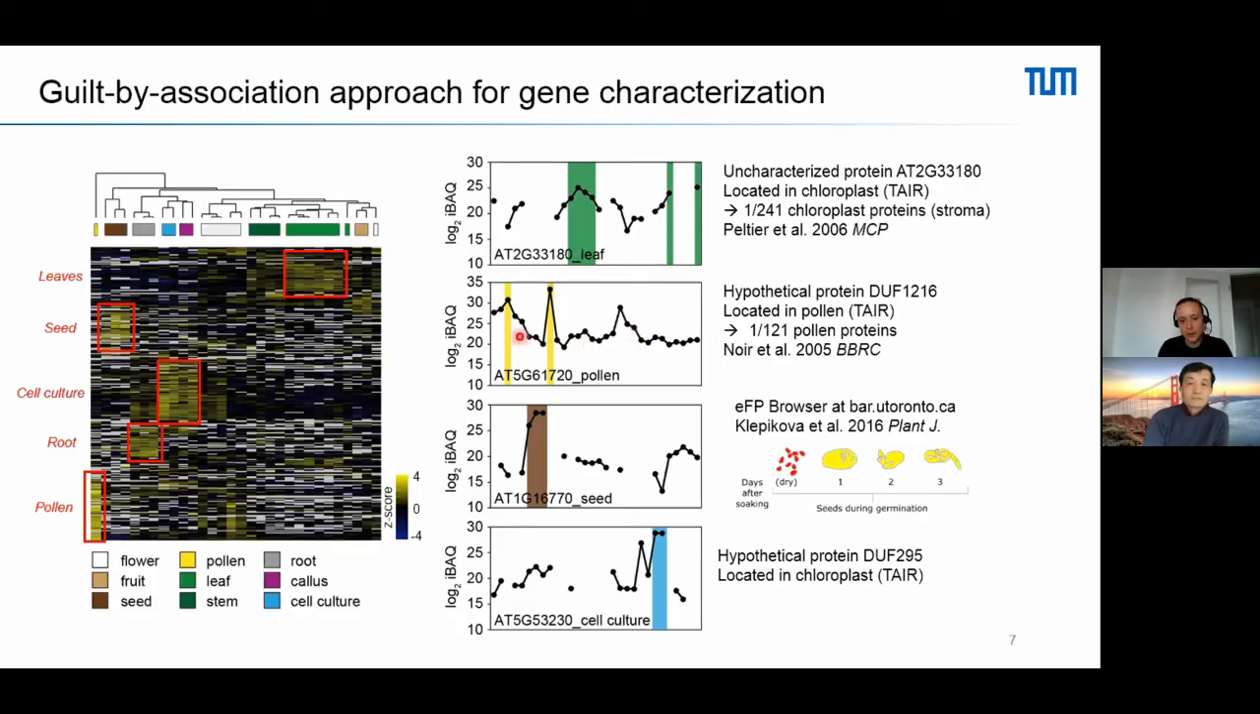For the second protein, we see a similar trend. So we have here very high abundance in the pollen. So we would say this is a protein which has a function in pollen. And we also found in TAIR that this was already assigned to pollen in a pollen proteome study in 2005.